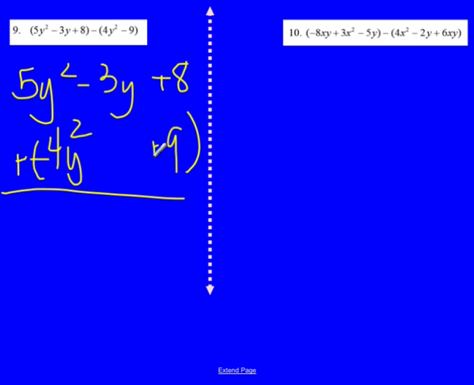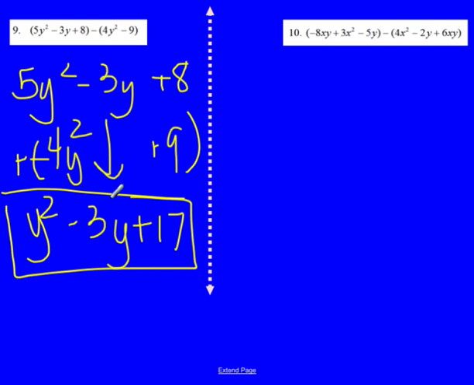I remember that each of those terms is being subtracted. 5y squared minus 4y squared is just y squared. Bring down that 3y. We don't want to forget about it. And then 8 plus 9 is going to give me 17. So that's my final answer for number 9. I want you guys to go ahead and try number 10 on your own.